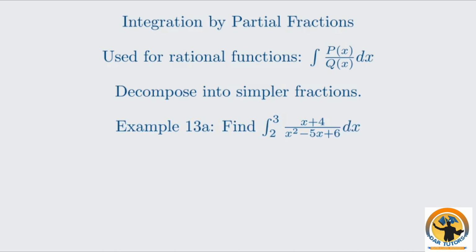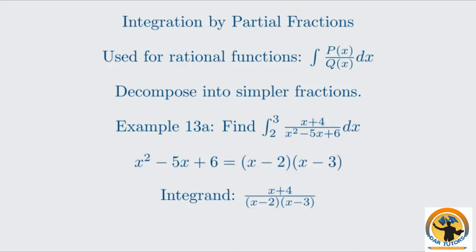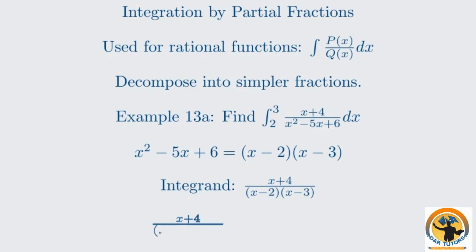First, we need to factor the denominator. The denominator factors into x minus 2 times x minus 3. So our integrand is x plus 4 over x minus 2 times x minus 3. Next, we set up the partial fraction decomposition. We assume the fraction can be written as A over x minus 2 plus B over x minus 3. Our goal is to find the constants A and B.